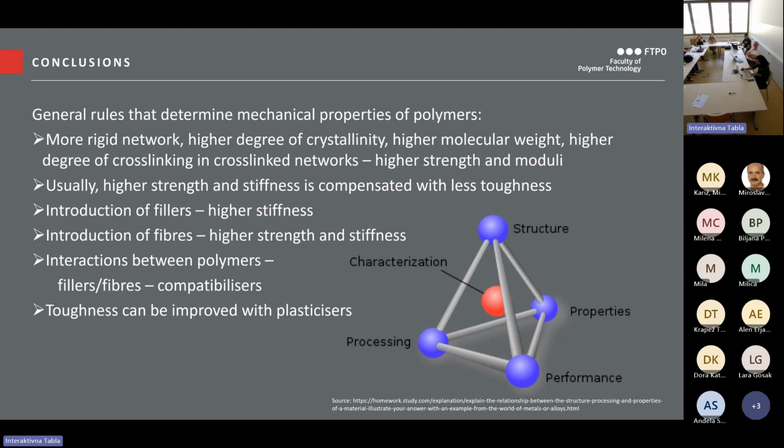And on the other hand, if we want to improve the toughness, it can be improved with the addition of plasticizer. And I wanted to conclude with the thought that characterization is actually the basis for all the pillars that we need for proper application and use of polymer materials.